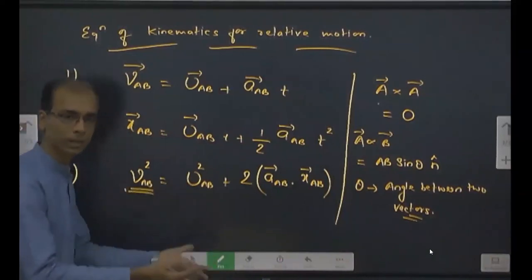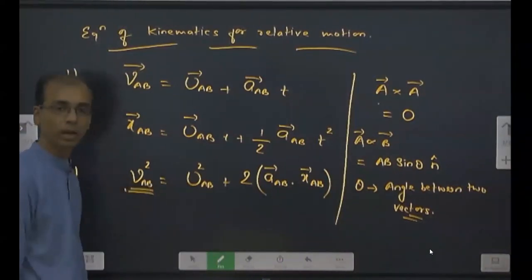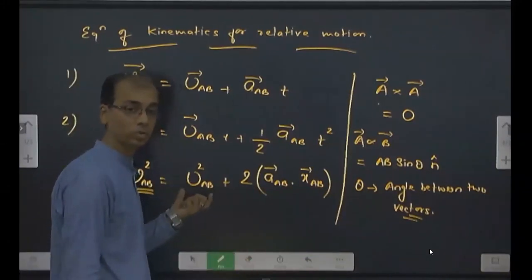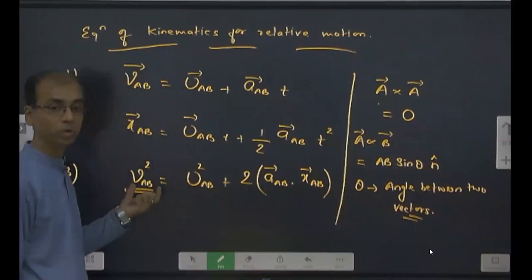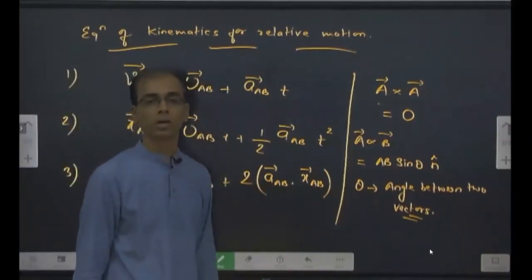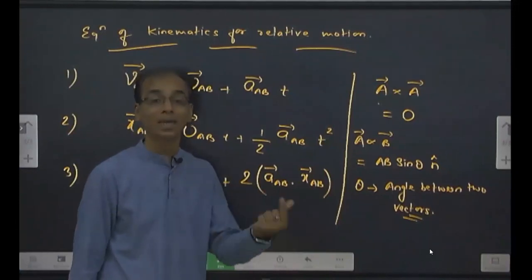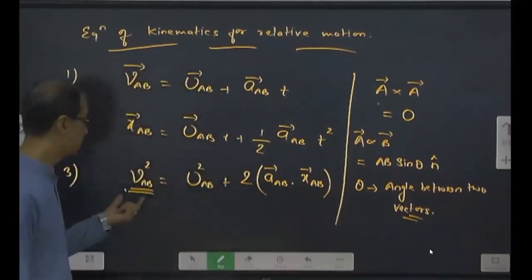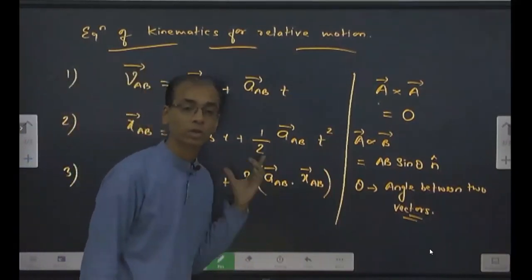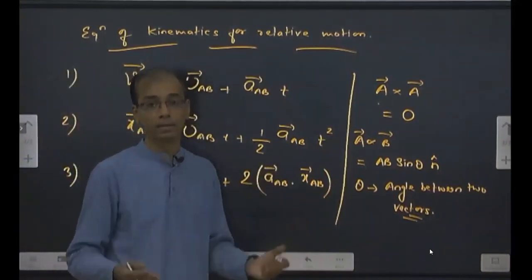VAB dot VAB. That's how it came V square. This is also UAB dot UAB. So U square. So this is also a dot product. That's why this also has to be a dot product. Why? So that you can get a scalar quantity. This is a scalar quantity. This is a scalar quantity. So this also needs to be scalar. Then only you can add.